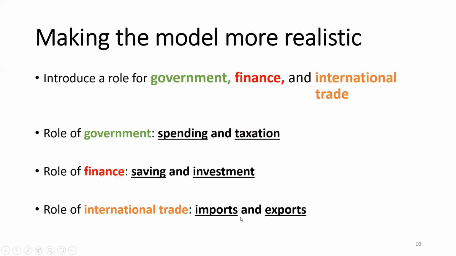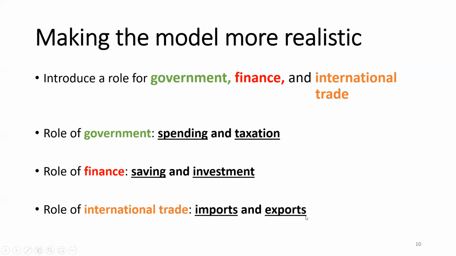Lastly, there's international trade. There's imports and exports. Imports are goods that are produced abroad and sold domestically. Exports are goods that are produced domestically and sold abroad.